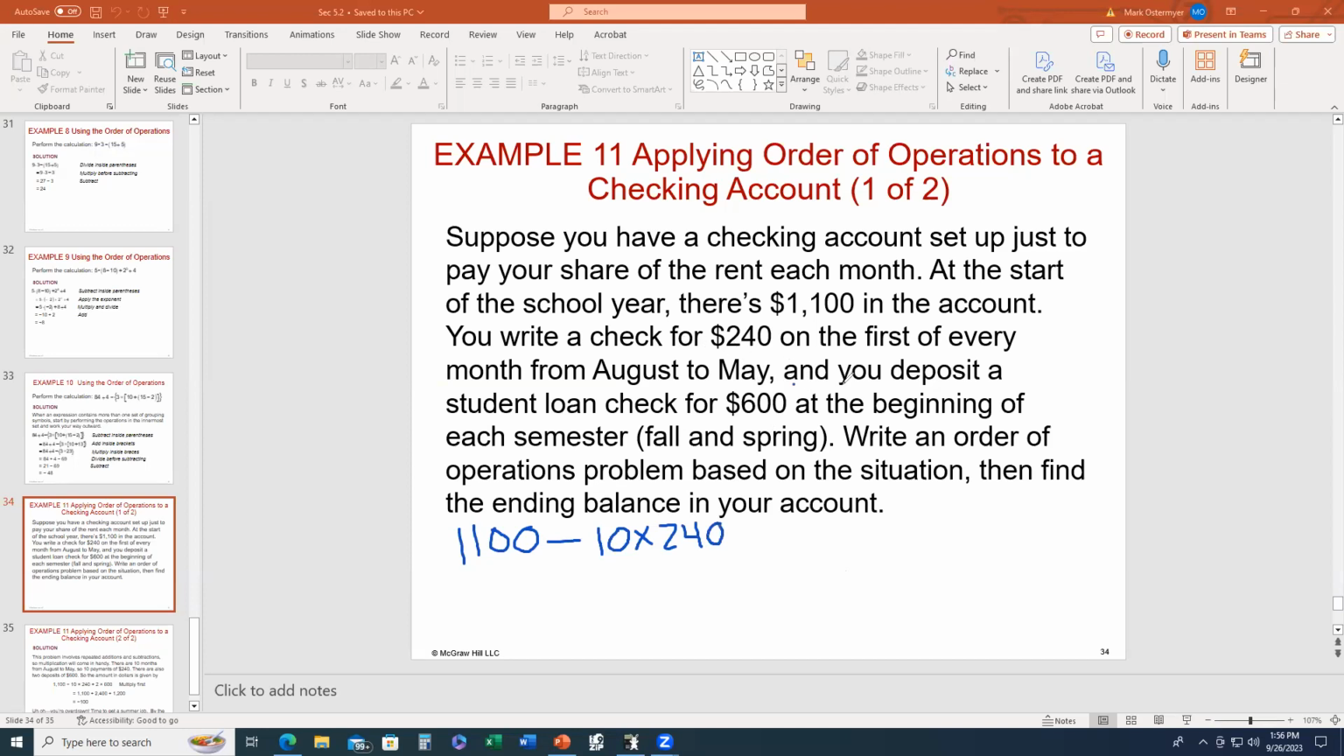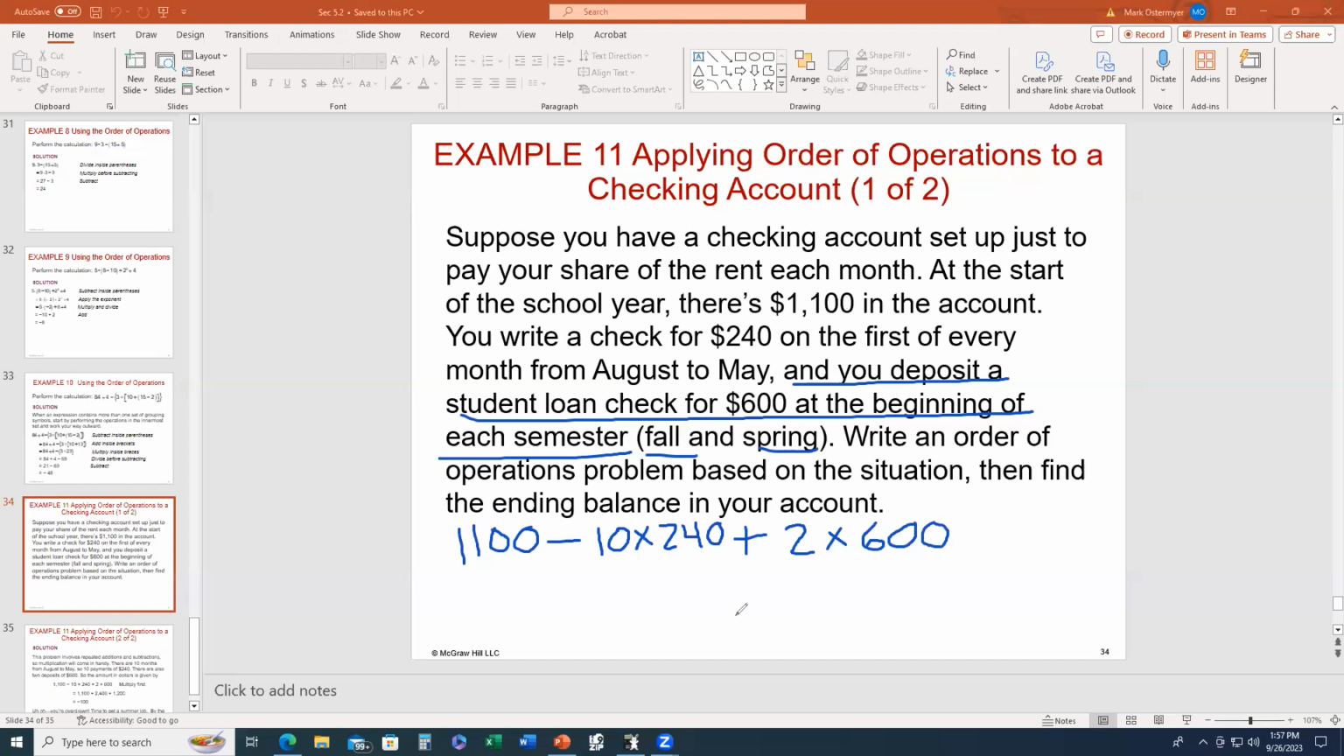But then it says we deposit a student loan check for $600 at the beginning of each semester, which would be fall and what? Spring. I don't see the winter semester in here, do you? Nope. It looks like there's only 2 semesters, fall to spring. All right. Well, we're depositing $600 how many times then? 2 times. So we're adding back to our account $600 2 times. So it seems like plus 2 times 600. Yeah. That's how I would interpret writing this problem out.